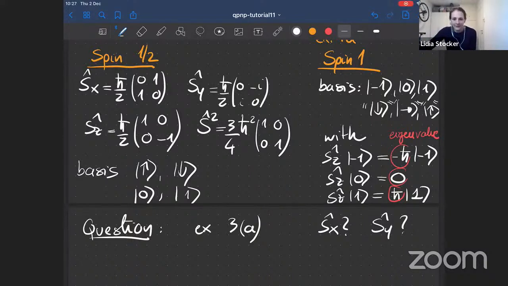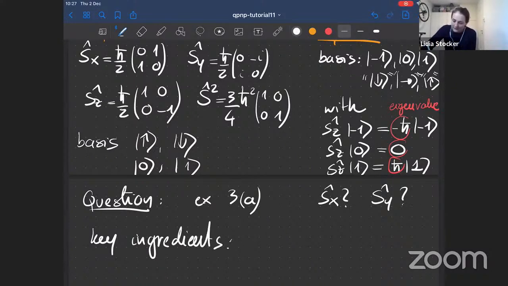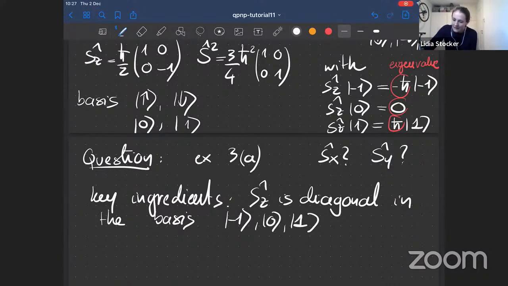Now, how do we proceed in such a case? There is kind of a cooking recipe. The key ingredient is the property that Sz is diagonal in the basis minus 1, 0, and 1. And this is the product basis. You discussed this also in the lecture for the spin half case. The up and down is the product basis of the system, and now we have exactly this one. It's taking one particle, no superposition, no entanglement, the product basis of pure states.